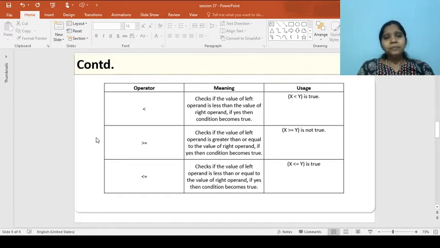The last relational operator is less than or equal to. This less than or equal to operator is used to check whether the value of the left operand is less than or equal to the value of the right operand. If it is yes, then the condition is evaluated to true. In the remaining cases, the condition is evaluated to false.